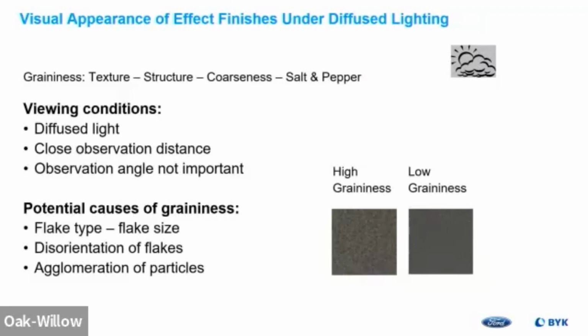So for graininess, high graininess is where you have bigger flakes and they're more separated apart, so you get a salt and pepper look. Low graininess would be like a fine mica where everything is kind of closer together, and you get a lower graininess picture.